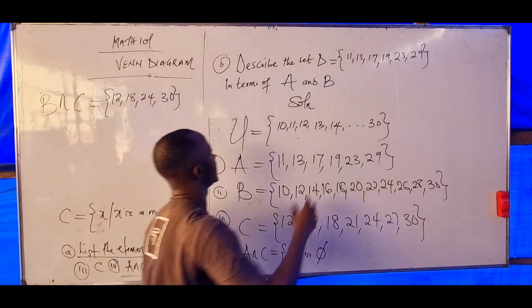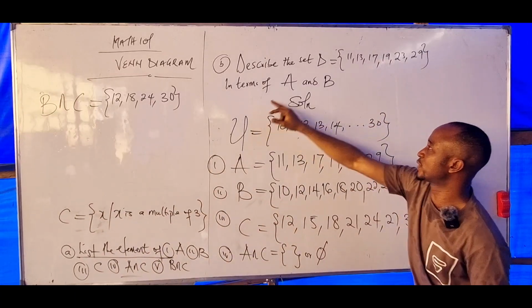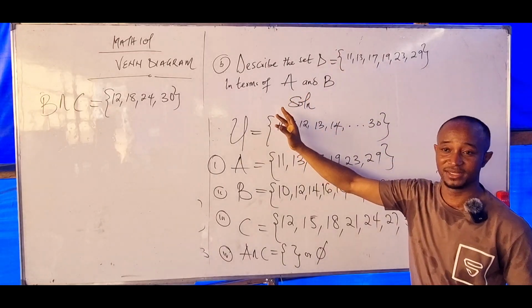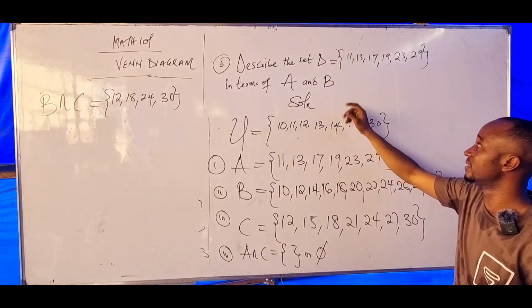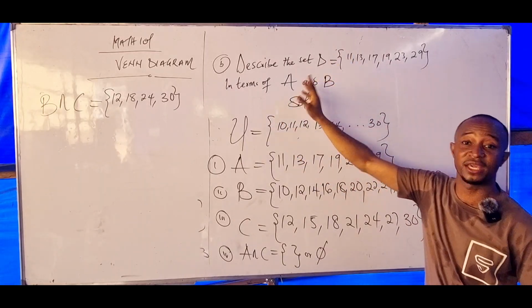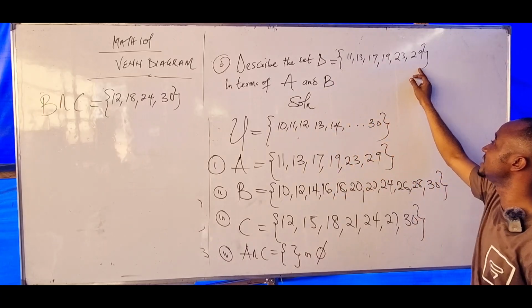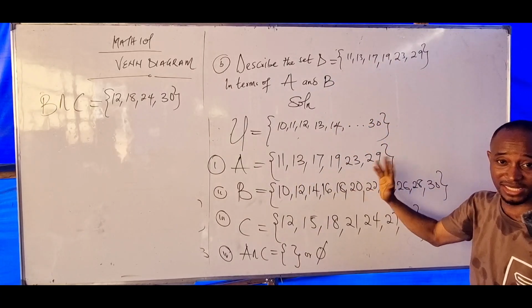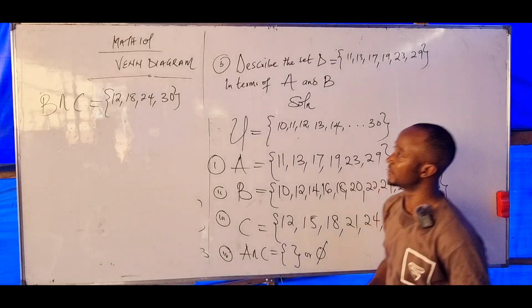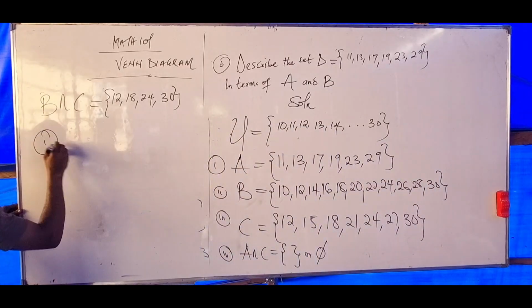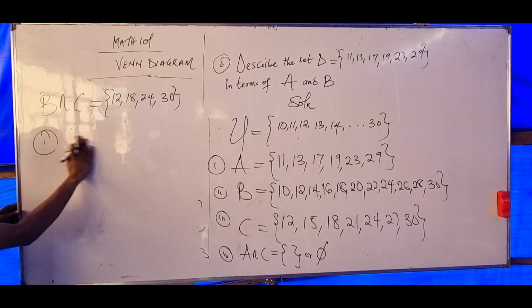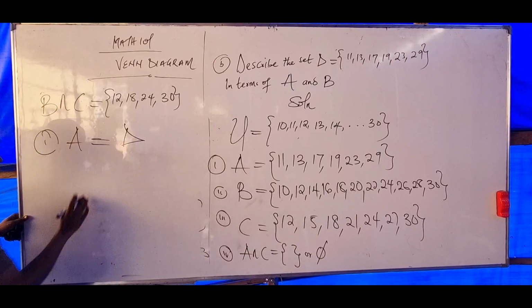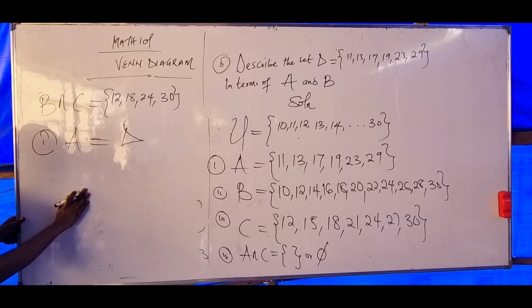Describe the sets D in terms of A and B. I said describe it, Abby. D in terms of what? A and B. Let's describe D in terms of A first. Every element in D, are they in A? Exactly the same thing. That means the first description is that A is equal to D. What are equal sets?